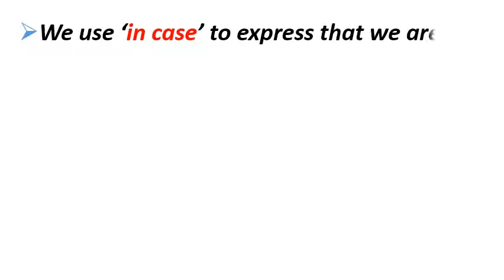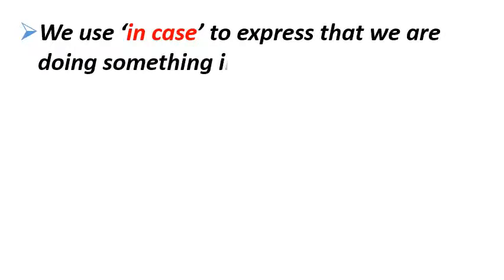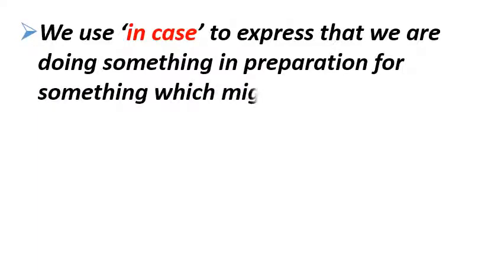So, there is one conditional conjunction which is used in place of if. We use in case to express that we are doing something in preparation for something which might happen. So let us see a few examples to clarify it.